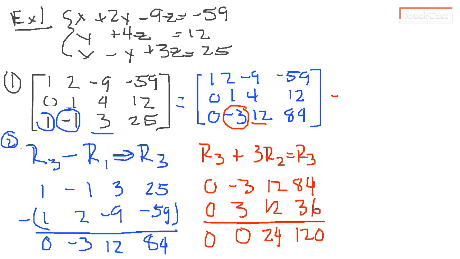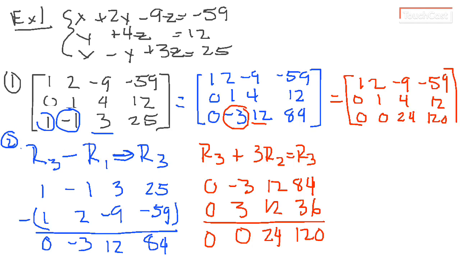So we've got a new matrix. Keeping our first 2 rows, 1, 2, -9, -59, 0, 1, 4, and 12. And now we've got 0, 0, 24, 120. So what we need to do now, our final step, is take that 24 and make it 1. So all I'm going to do is take R3 and divide it by 24 to get a new R3.